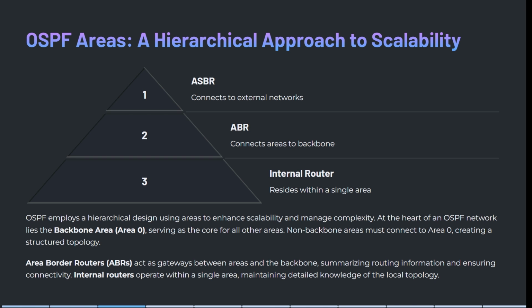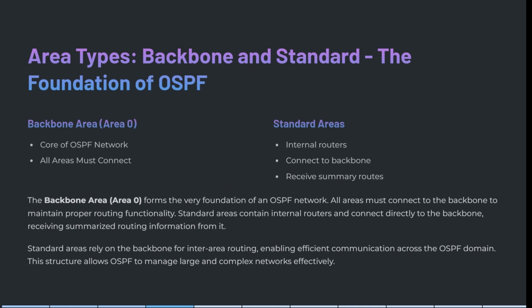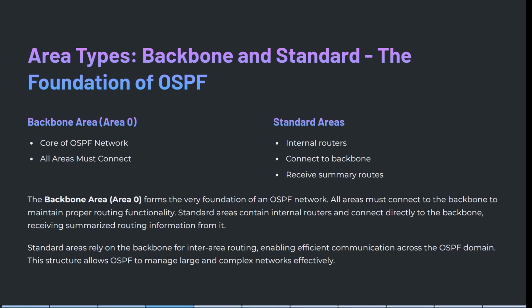At the heart of an OSPF network lies the backbone area, Area 0, serving as the core for all other areas. Non-backbone areas must connect to Area 0, creating a structured topology. Area border routers, ABRs, act as gateways between areas and the backbone, summarizing routing information and ensuring connectivity. Internal routers operate within a single area, maintaining detailed knowledge of the local topology.